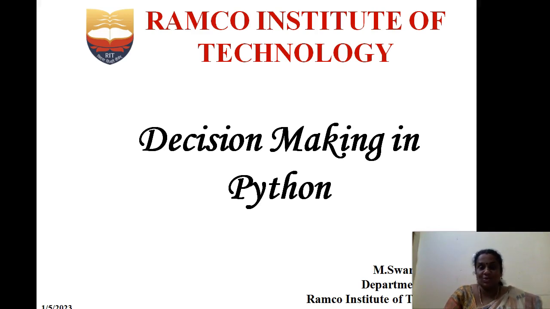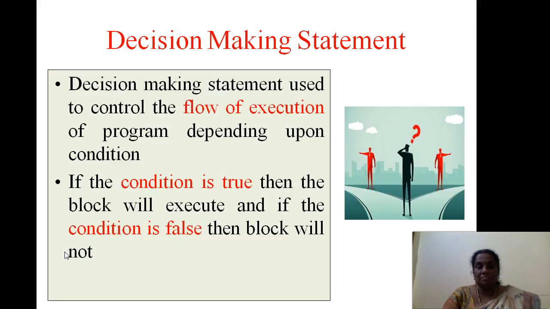Today I am going to teach you about decision making in Python. Before going for it, we'll see what is meant by decision making. Decision making is mainly used to control the flow. So the flow of execution can be controlled depending upon the condition.